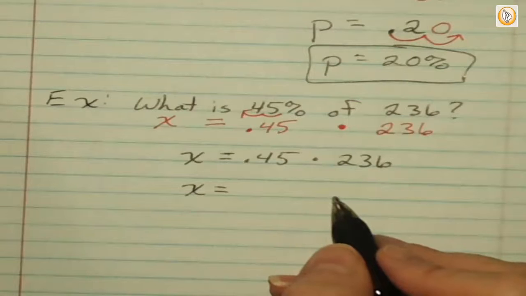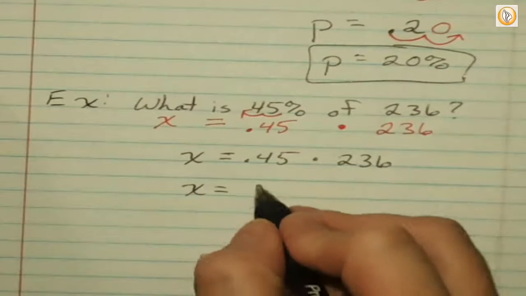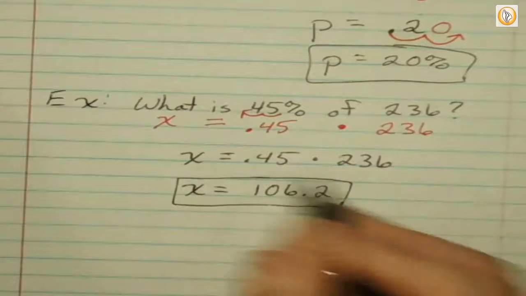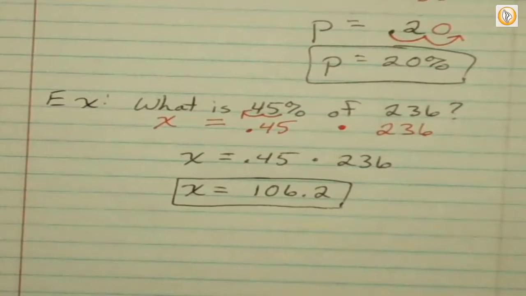My calculator's dead. I didn't use my calculator. What'd you get? 106.2. It's 106.2. Yeah, I missed it by 1 because I didn't care. But that would be a wrong answer. I know. All right, any questions about that?